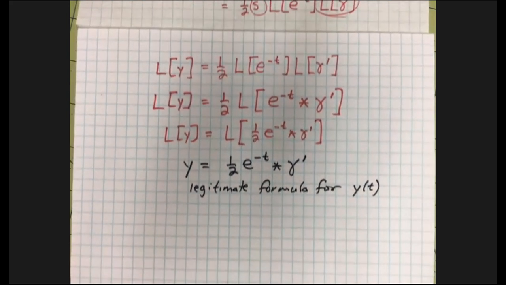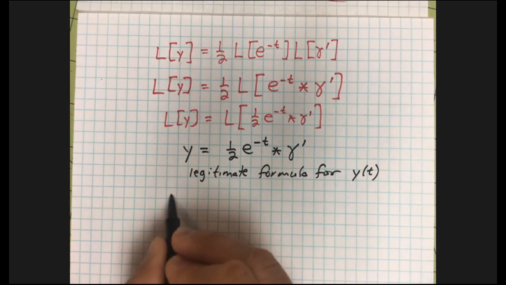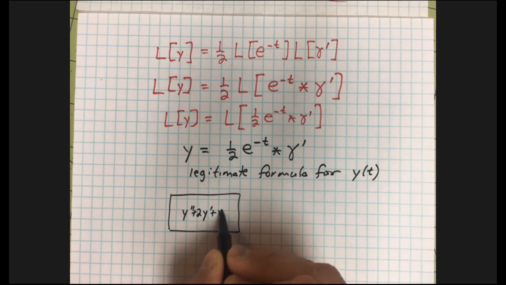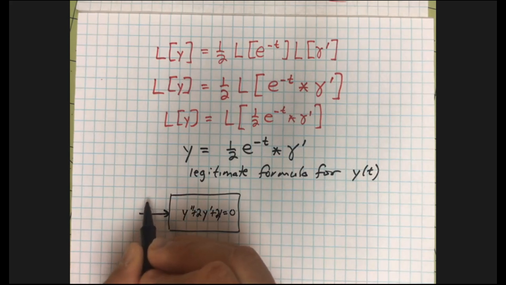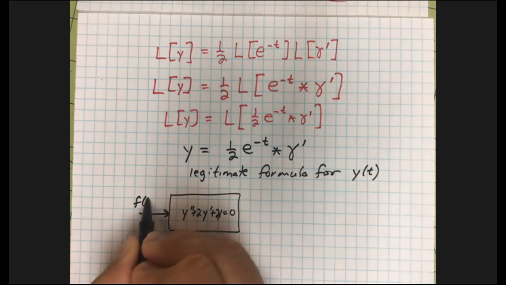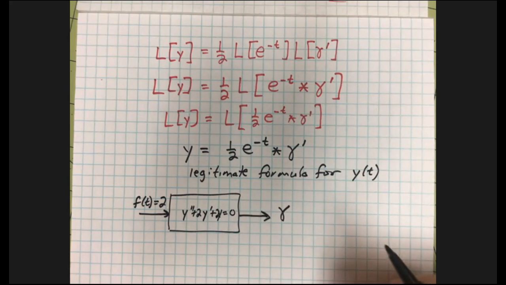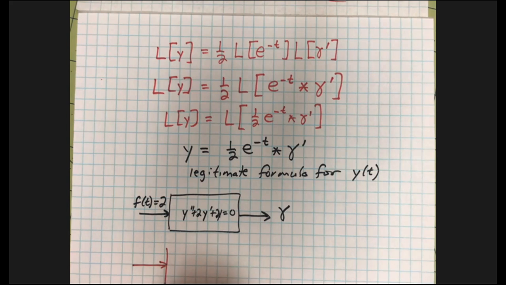Now let's think about what I did in a qualitative sense. I have this box that's not a black box. You know, y double prime plus 2y prime plus 2y, excuse me. I tap it with a 2, f of t equals 2, and I record an output called gamma. But then my friend comes along and says, what happens if you tap this box with a function called e minus t? Same parameters in the box.